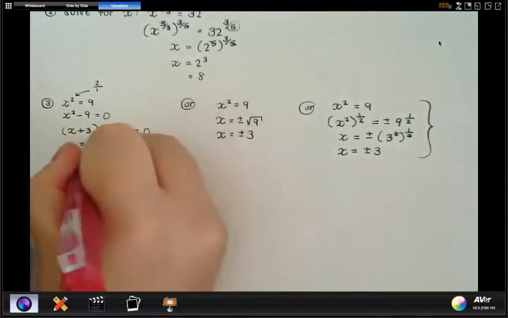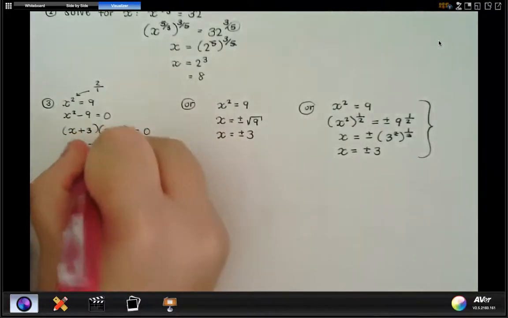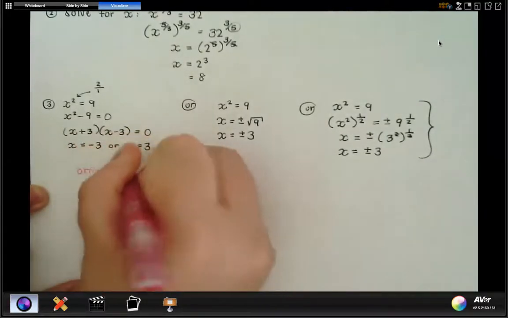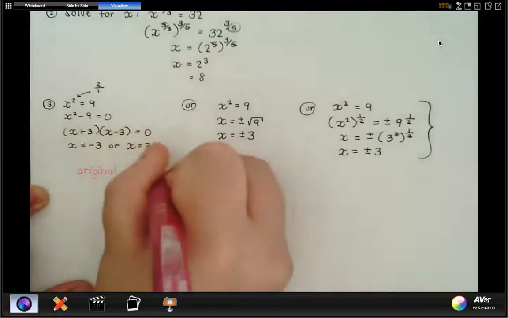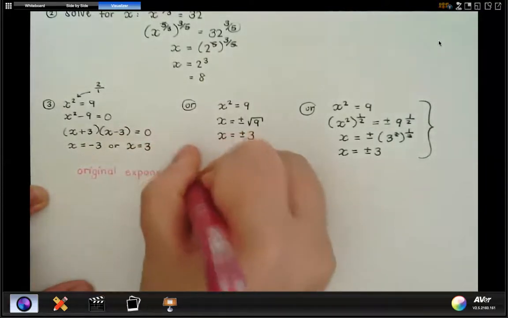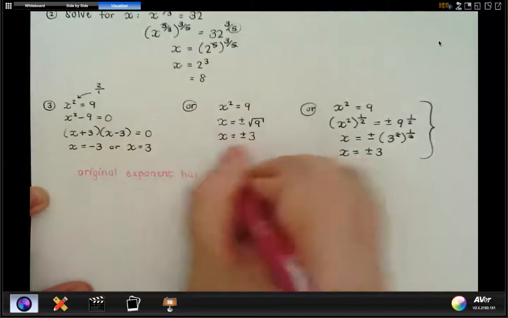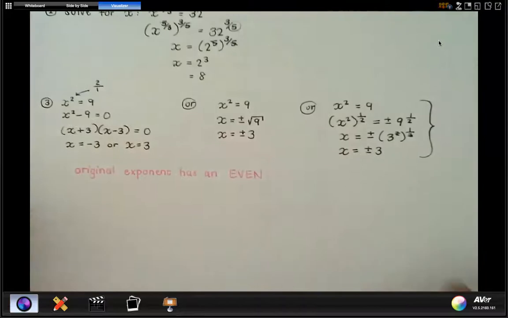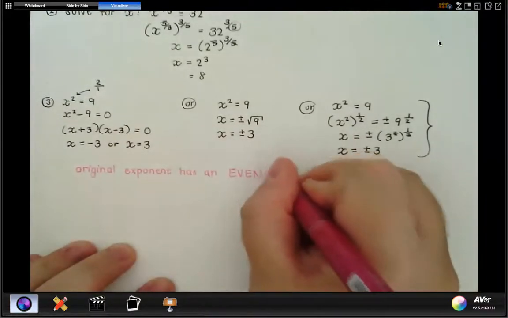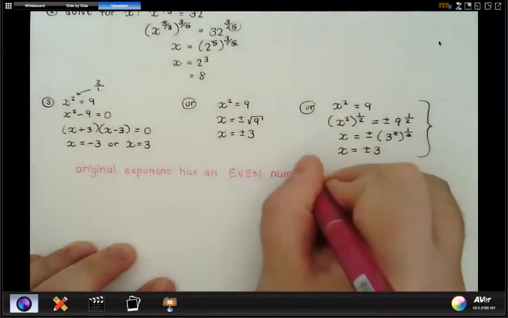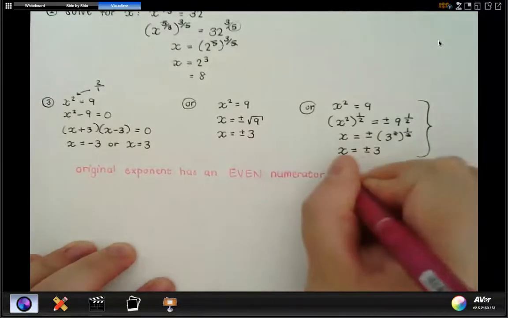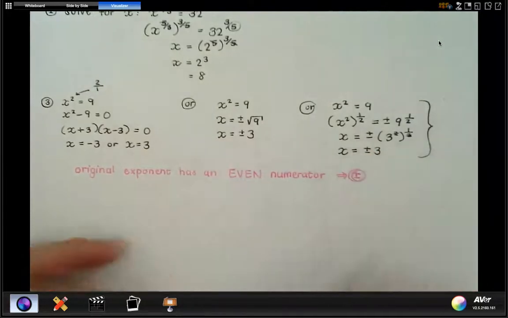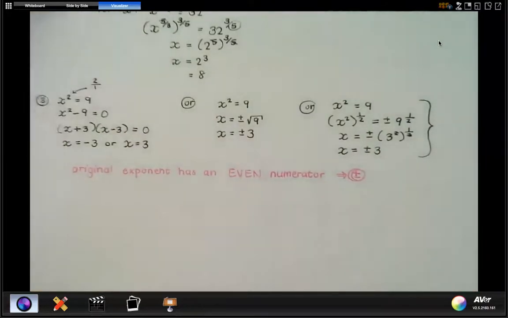So, original exponent has an even numerator, then plus minus. And guys, the step in which you do the plus minus is also very important.